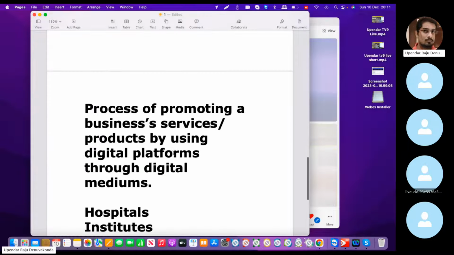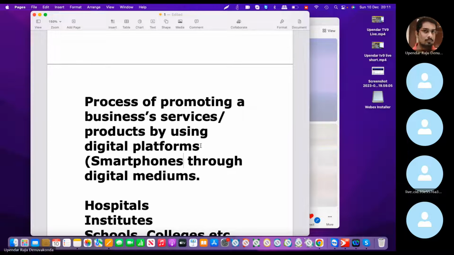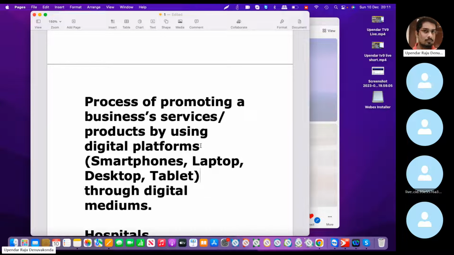So now, try to understand the digital platforms. I'm just giving clarity. The digital platforms are the smartphones we use, or the laptop, desktop, or tablet. We call these platforms digital platforms. And without these platforms, you cannot promote any business. Agree? Without a smartphone, laptop, desktop, or tablet, without being connected to the internet, you cannot promote any business services or products online.